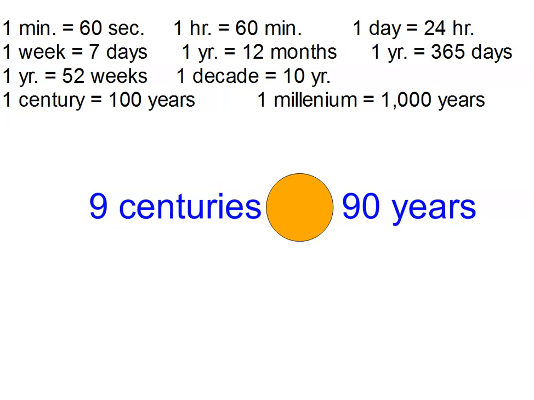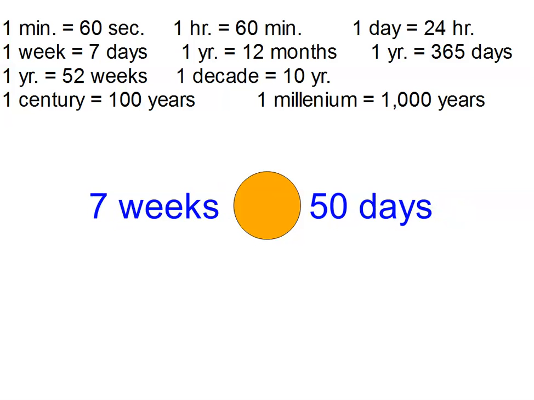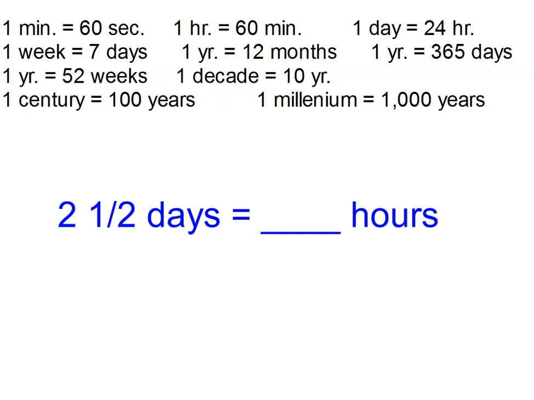I'll skip ahead a little bit. I think you got an idea what's going on. What happens if I have something like this? 2.5 days. So I need to change the 2 days to hours, and I need to change the half a day to hours. So days to hours is right here.